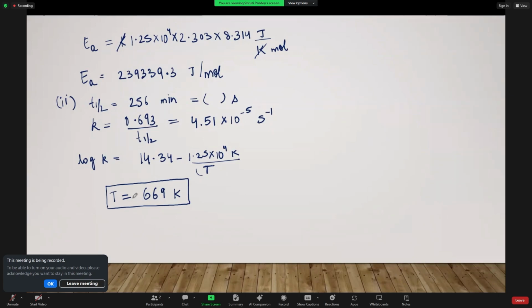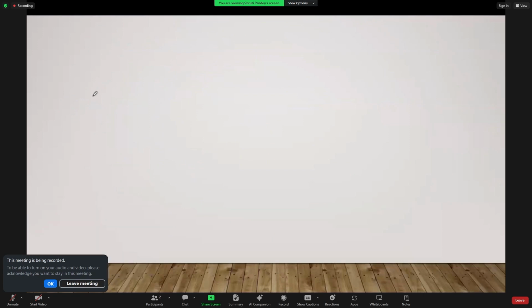Now coming to the next question. This was question number 4, and now number 5. Here the question says, just listen to it carefully, that the time required for the 10% completion of a first order reaction at 298 Kelvin is equal to that which is required for its 25% completion at 308 Kelvin. If the value of A is given, calculate K at this temperature and the activation energy. This is a tricky question. I will write it down.